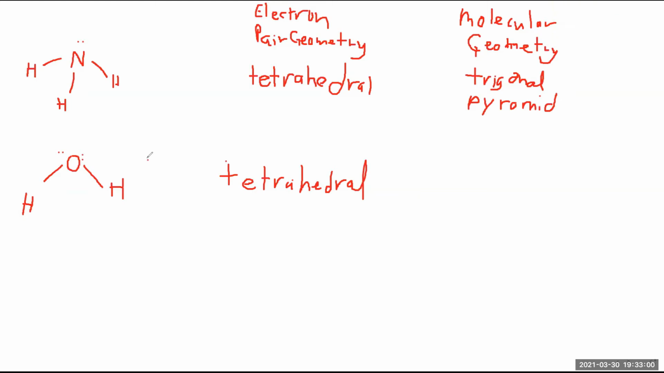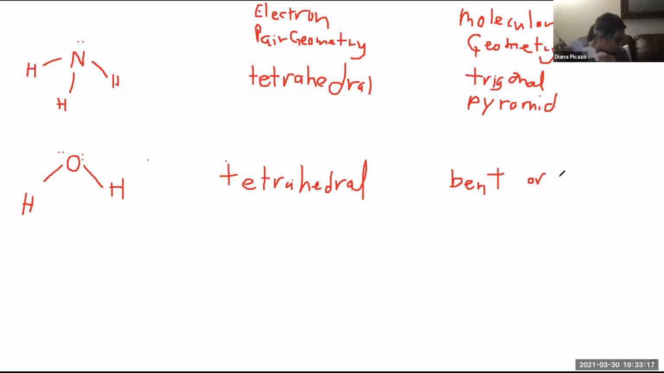Now, Dr. Henry, in this case, wouldn't the shape name for water be bent or something like that? That is correct. That would be for the molecular geometry. It would be bent or angular. Okay. Good job. Okay, so in that case, the two lone pairs are kind of pushing down to make it bend, you know? Okay, and that is your molecular geometry and your electron pair geometry.